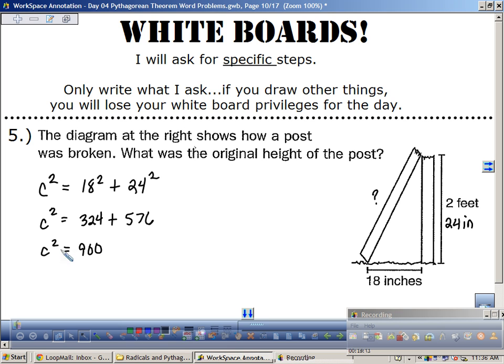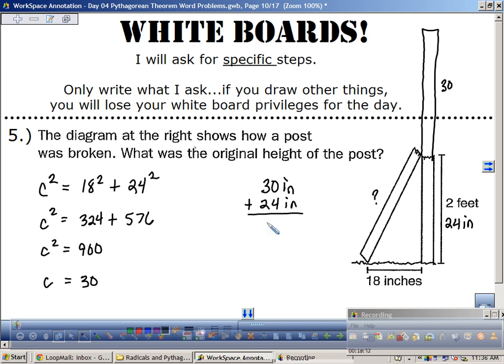900. So if C squared is 900, if the area of C is 900, what is the side of C? 30. So if I were to stand this up, this would be 30. So 30 inches plus 24 inches makes how many inches? 54 inches. How much is 54 inches? 4 feet would make 48 inches. How much would you have left over? 4.5 feet.